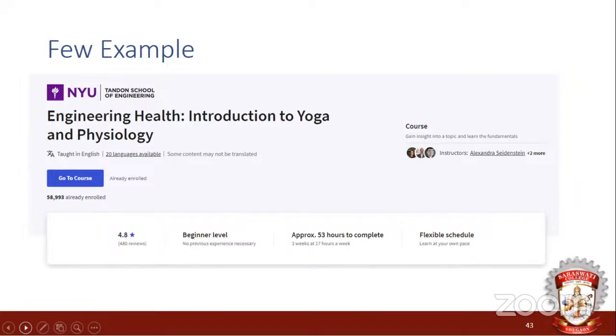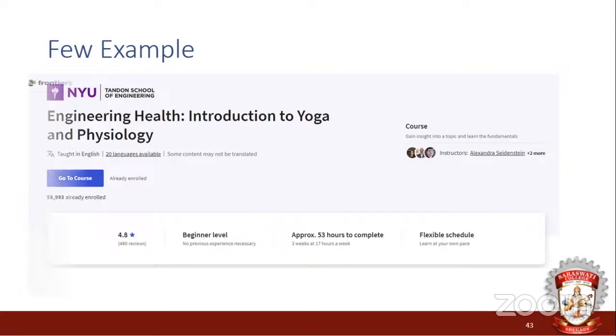Don't take it personally, but who should launch this course? The Indian university. You see the name of the university, an engineering school in the US, coming with the course Introduction to Yoga and Physiology. And you have millions of subscribers. You look at the number, and many of them are Indian. That's the power of the Indian knowledge system.